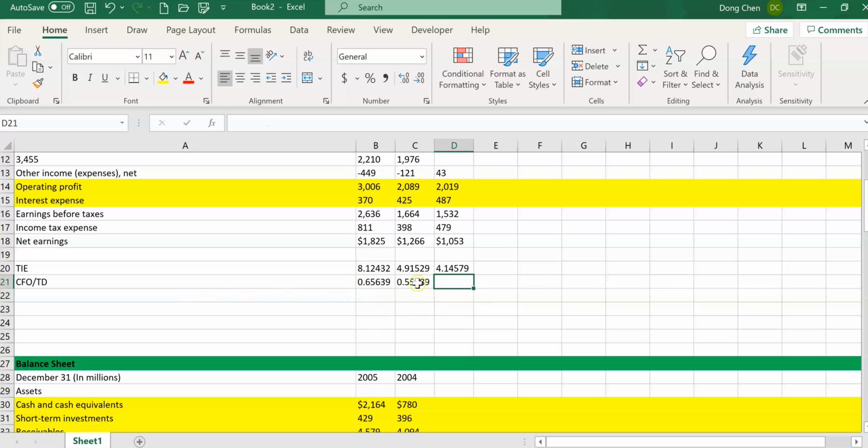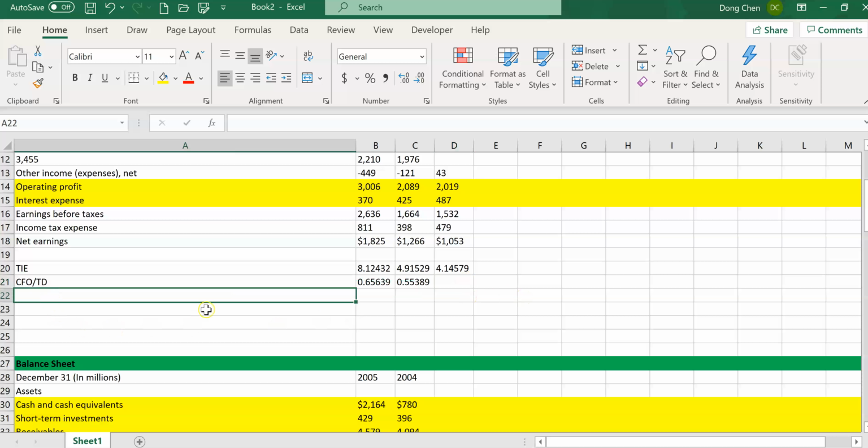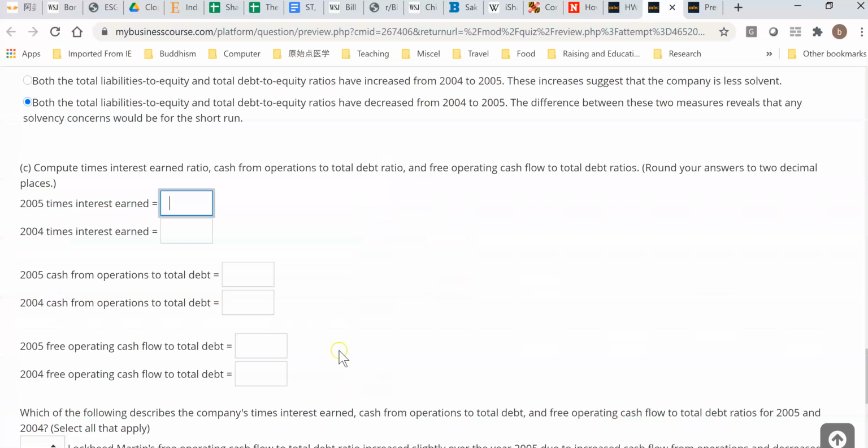And we only have two years of statements of cash flows. That's why the other year couldn't be calculated. So finally, go back to the problem again. The last ratio is free operating cash flow to total debt. So the denominator is the same as the cash from operations to total debt.